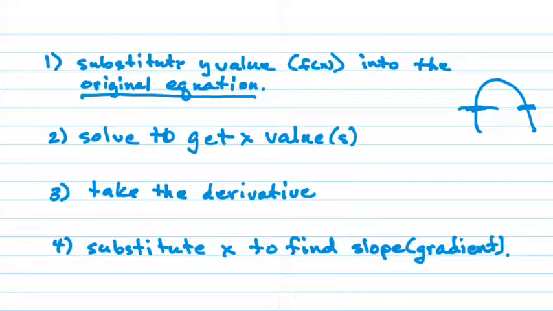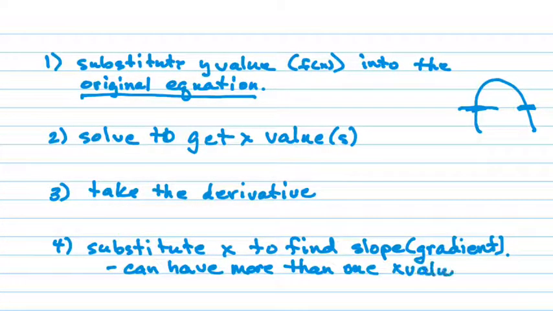Now, what if I get two x values? Then I'm going to have to do it for both. That means for that particular y value, that curve is happening twice, so you can get two different slopes. Because remember, we're talking about curves here generally. You can have more than one x value, and you have to solve for each.